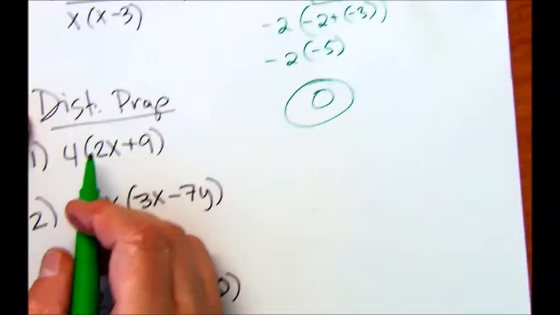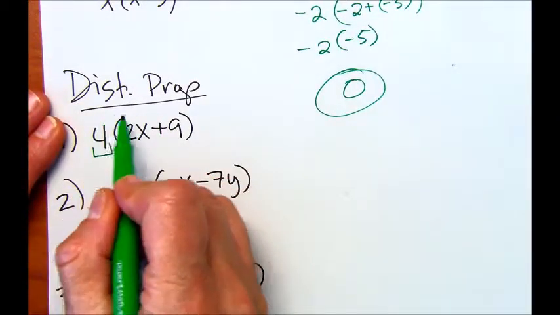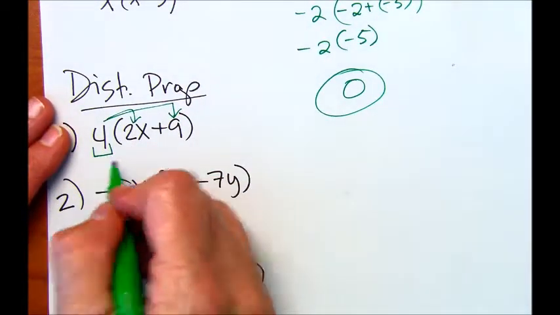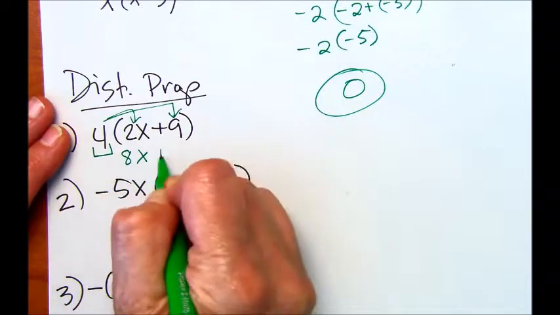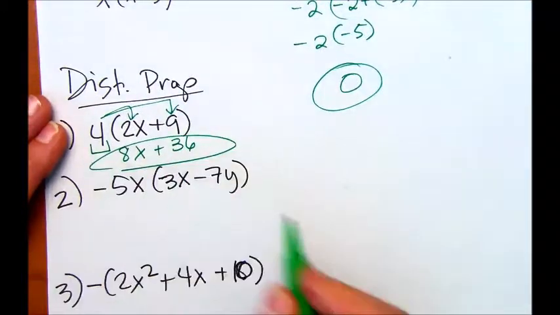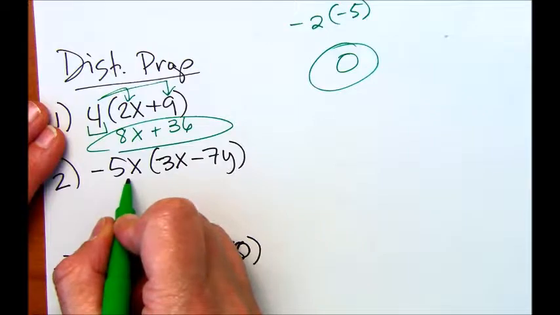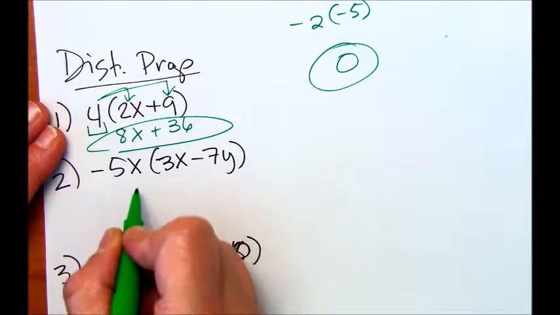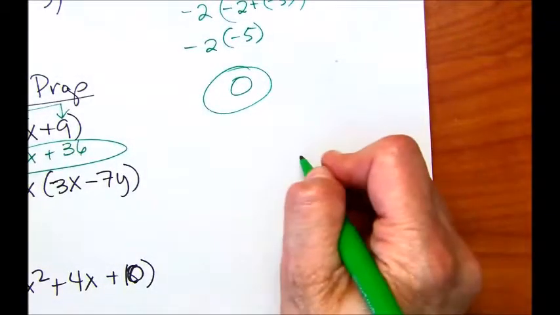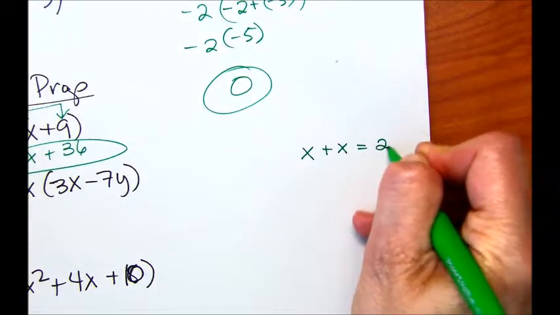Now we're doing distributive property. We're going to take this number, this factor, and multiply it to each term within the parentheses. So that will give you 8x plus 36. Now we haven't done too many of these problems, and I'm thinking on the test I'll probably take out any question that has this. Normally, when we're adding x's, like x plus x, we're going to have 2x.